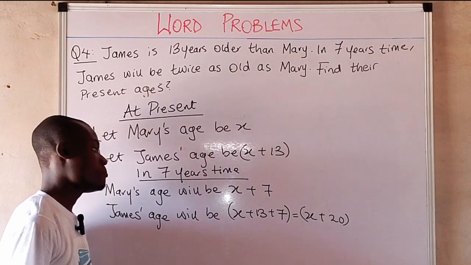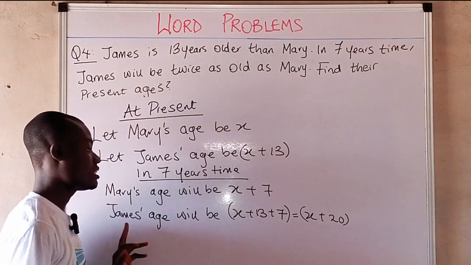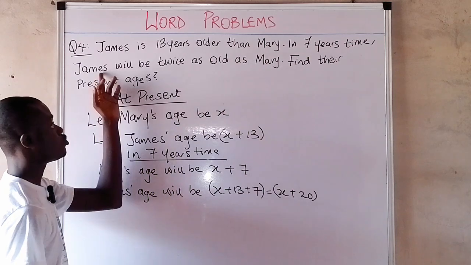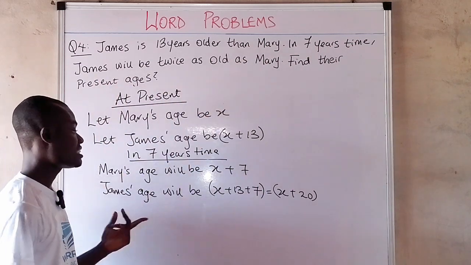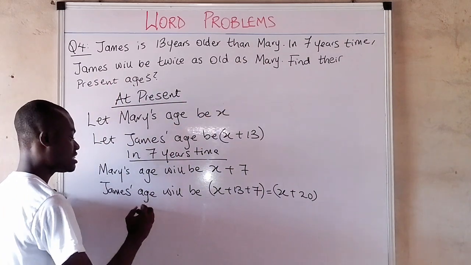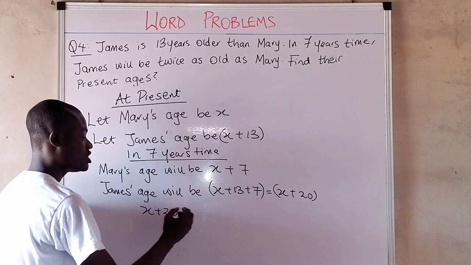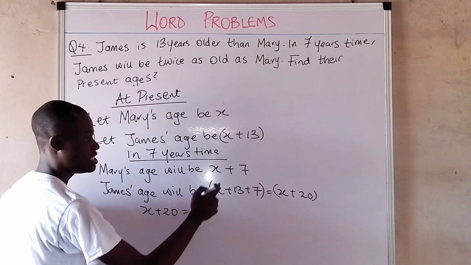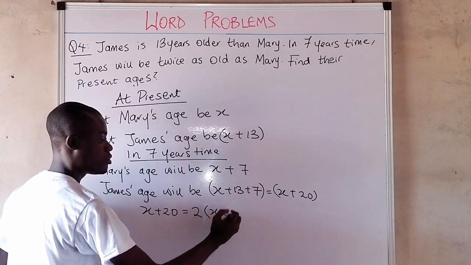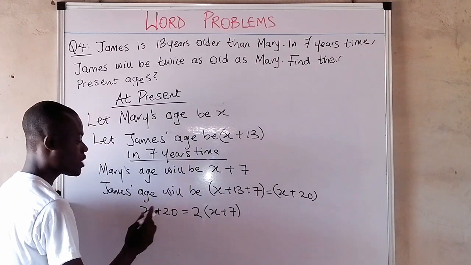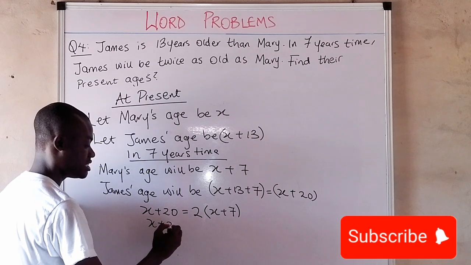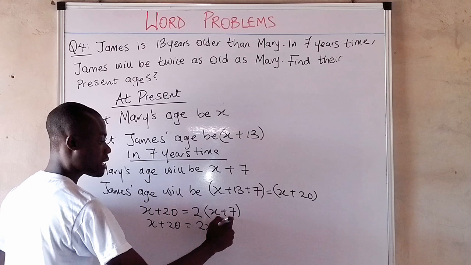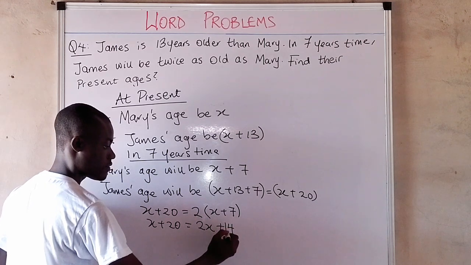So in 7 years' time, Mary's age will be X plus 7, and in 7 years' time, James' age will be X plus 20. In 7 years' time, James will be twice as old as Mary. So James' age will be twice that of Mary's age, and Mary's age in 7 years' time is X plus 7. So we are going to have X plus 20 is equal to 2 times X is 2X, then 2 times 7 is 14.